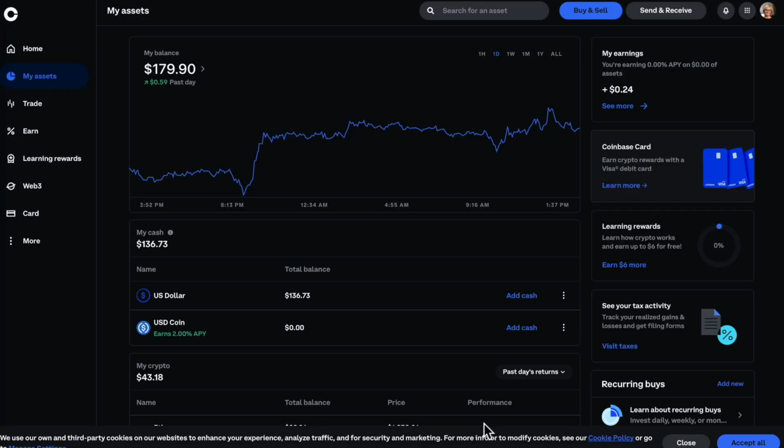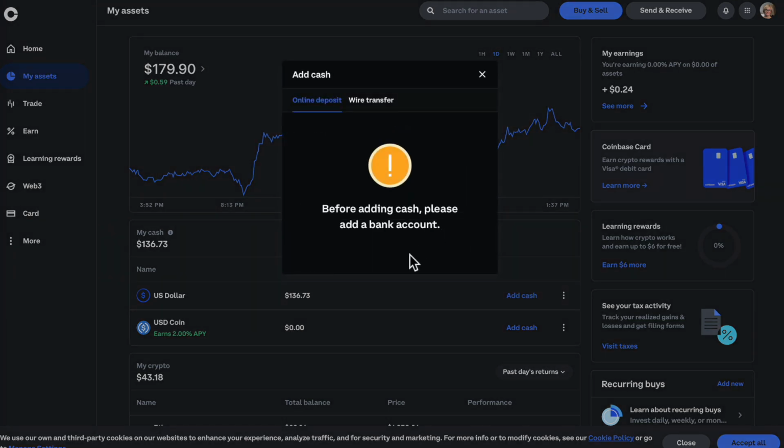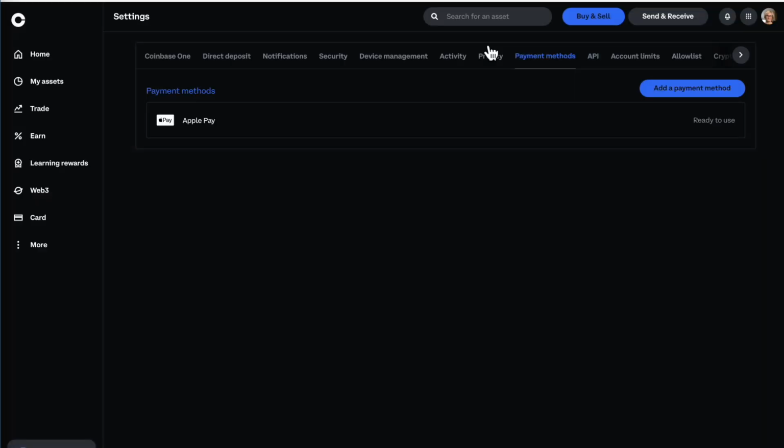How to add cash to my account. I'm on the My Assets tab. I come down here where it says US dollars and I click on Add Cash. In my case, I don't have my bank account information connected. If you do, it will show up here. I could also click on wire transfer and get all the information I need to wire transfer money in. Let's just take a look here at what we see on the first page.